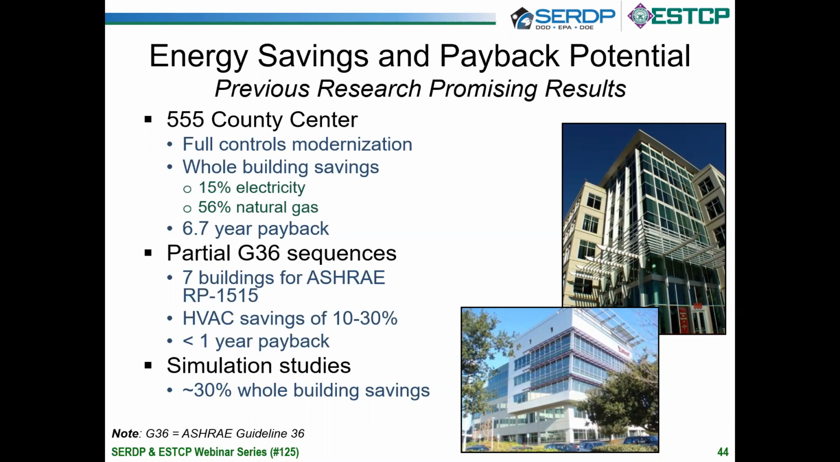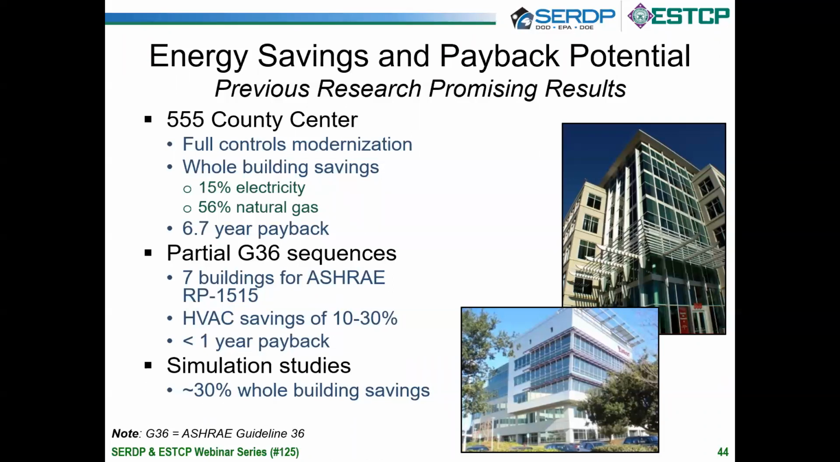And the measured weather normalized whole building energy savings at the utility meter was 15% electricity savings and 56% natural gas savings. And this resulted in a 6.7-year payback for the full control hardware retrofit. And the significance of this case study is the short payback, essentially. I mean, the savings were deep, but the short payback is counter to what most people believe about controls retrofits.